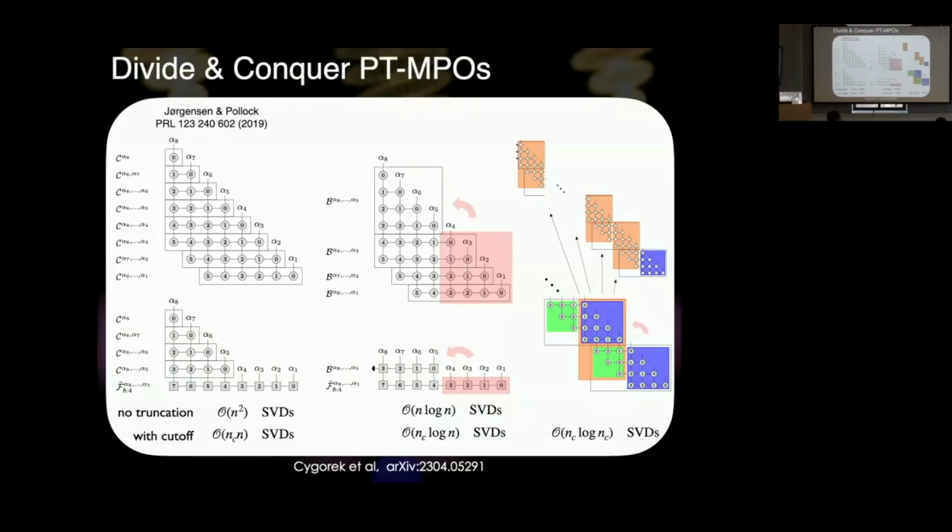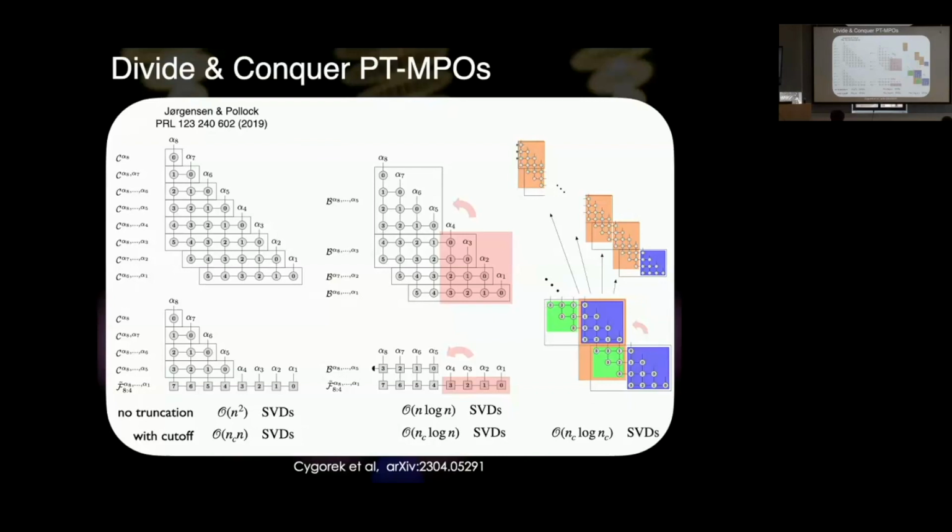And then you can use a divide and conquer scheme, and even if you don't have any memory truncation, it gives you a massively improved scaling in the number of SVDs you need to do the contraction. With a cutoff, it turns into something that scales with the number of times you need for the cutoff, times log n, where n is the number of time steps.